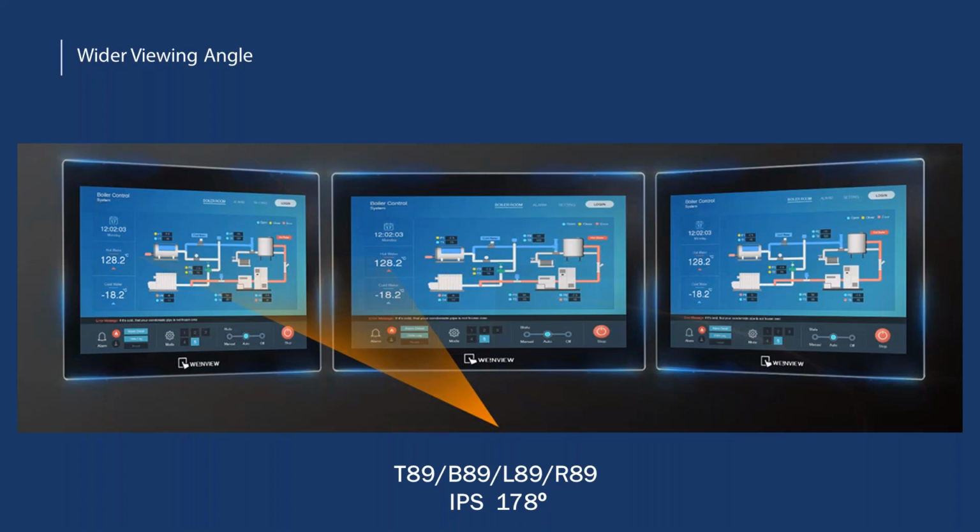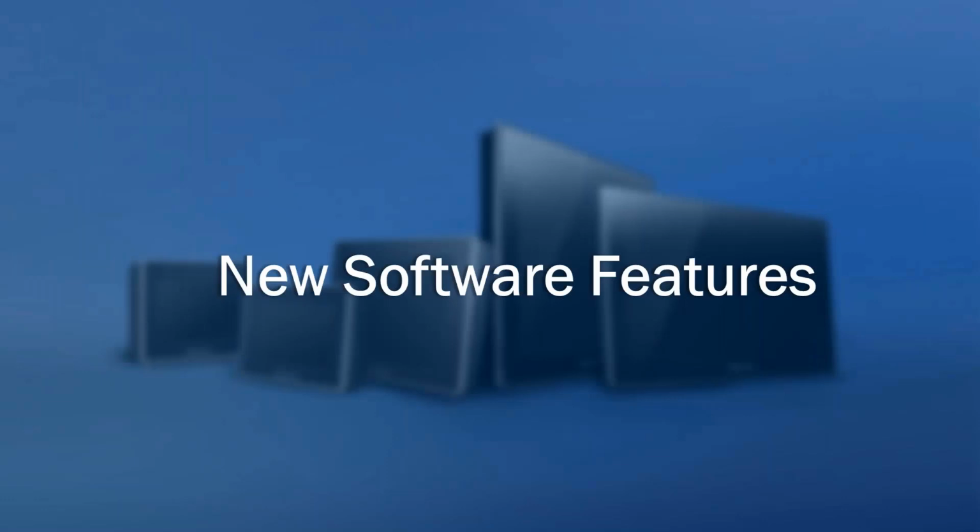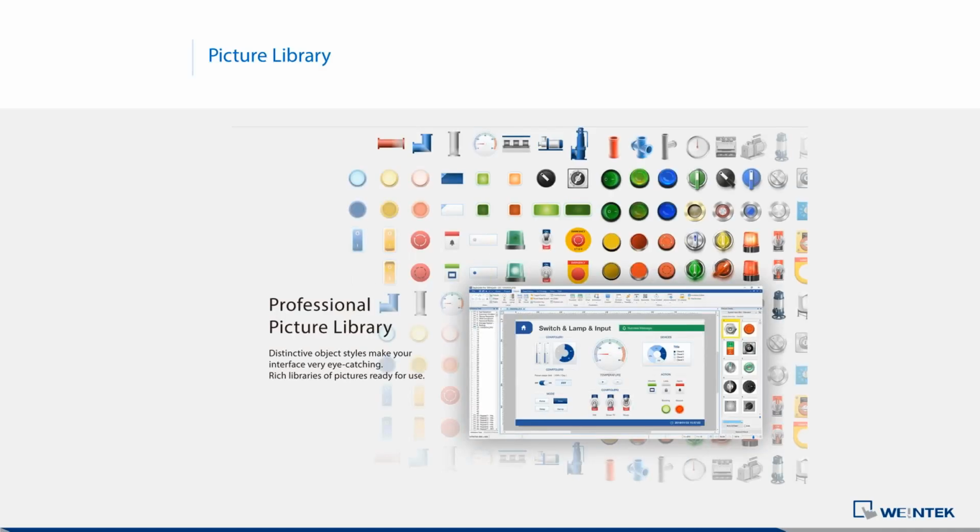Okay, so here's the second part, and we're going to introduce our software features. The first part is project design, because there are some features that are helpful when you design the HMI project. The first we're going to talk about is our picture library. In the hardware part, we talked about how you can use your own pictures in HMI to make your project look better.